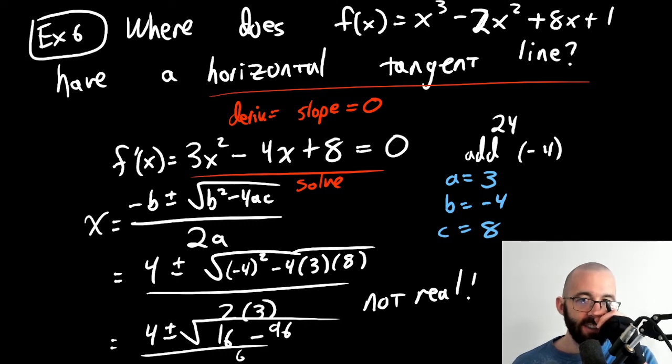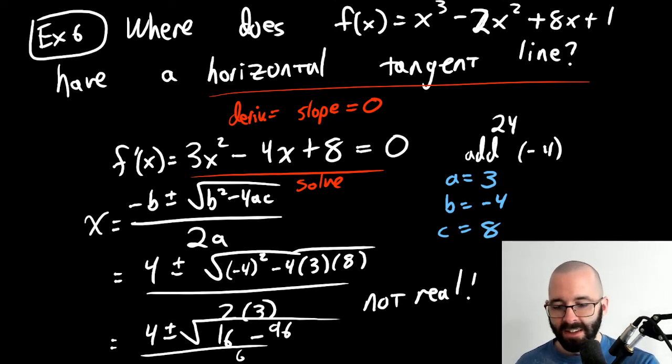Where does this function have a horizontal tangent line? Nowhere. No real number. Let's look at this cubic function. And you might say, Jason, aren't cubic functions like this? Shouldn't they have horizontal tangent lines like here and here? Come and explore this with me.